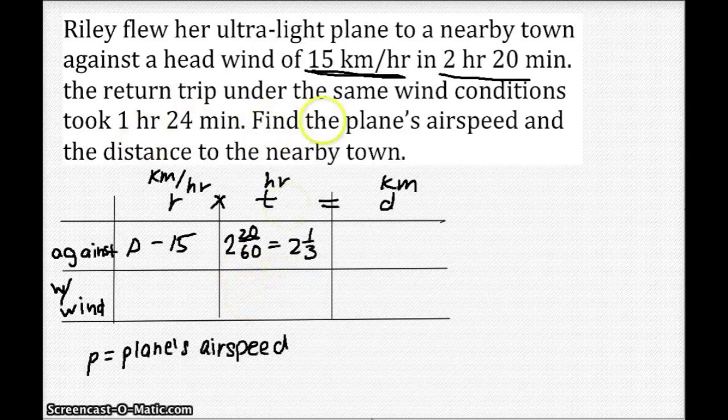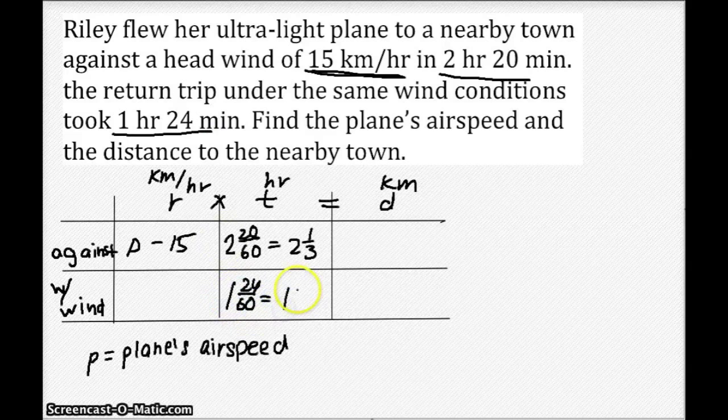Okay. The return trip under the same wind conditions took 1 hour and 24 minutes. So we can write 1 and 24 over 60, and you can divide by 12, so 2 over 5. Okay. And since she's going with the wind, her rate increases because the wind helps push the plane. So you're going to add the plane's airspeed plus the wind speed. Here you can either choose to add another variable y or d or whatever variable you want, or you can do it another way, and I'm just going to do it the other way.